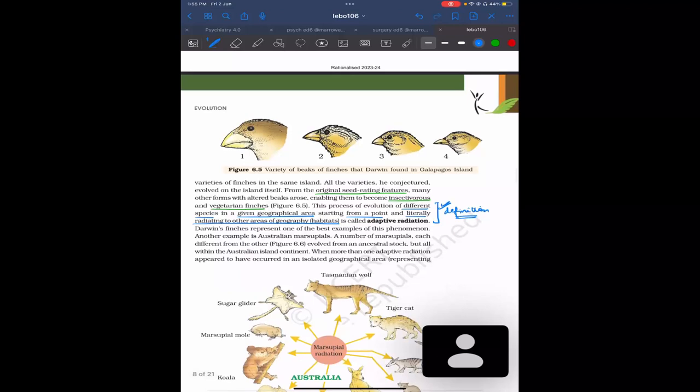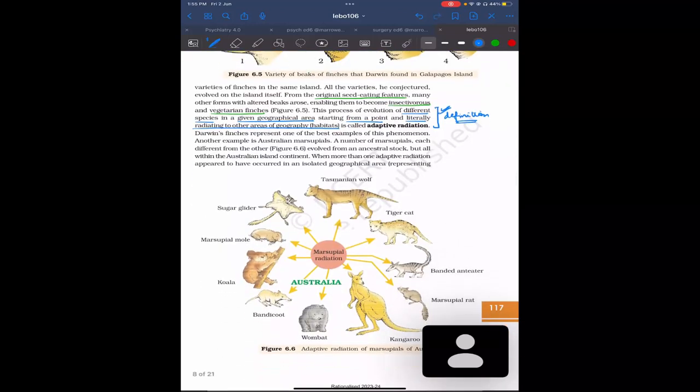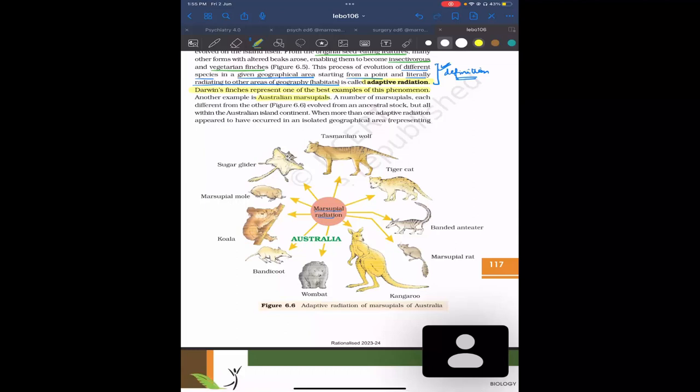And here is the definition: the process of evolution of different species in a given geographical area, starting from a point and literally radiating outwards. So another example of the adaptive radiation is marsupial radiation. So also one more thing, Darwin's finches represent one of the best examples of this phenomenon. Another example is Australian marsupials.